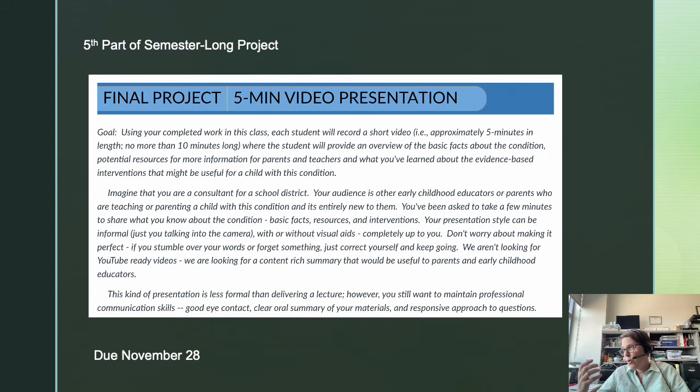You could get out your phone and talk into it. We'll give you more help and support on how to make a video later on. For today, what I want you to know is that you don't need to write a PowerPoint presentation. You don't need to create anything other than the three documents you've done: the fact sheet, the resource list, and the early childhood brief. You're going to print those out and have those nearby.